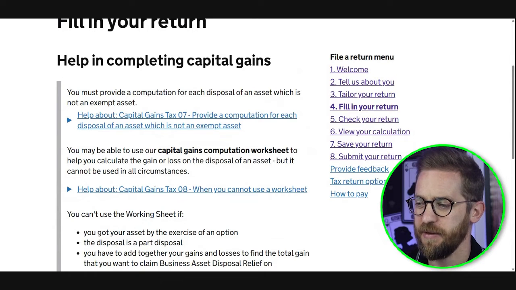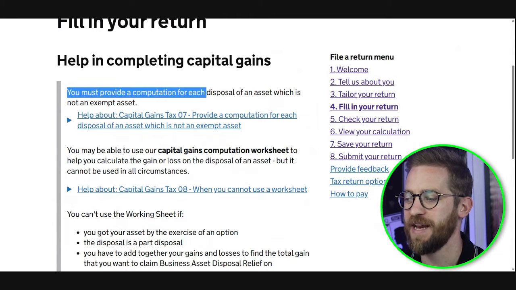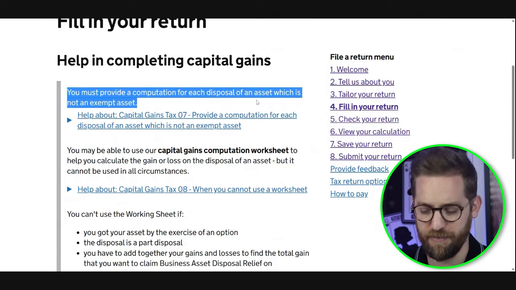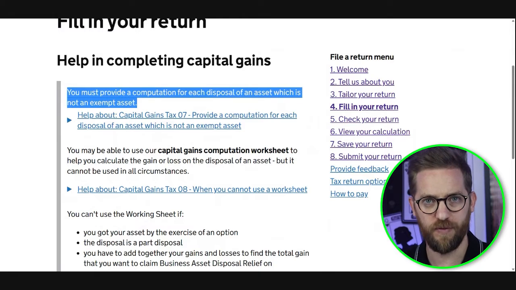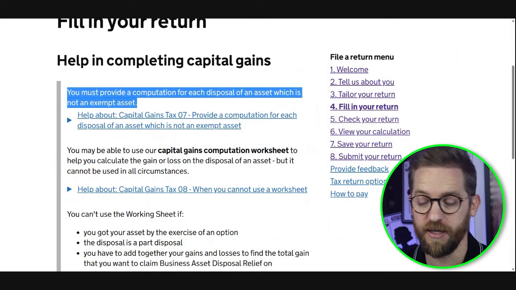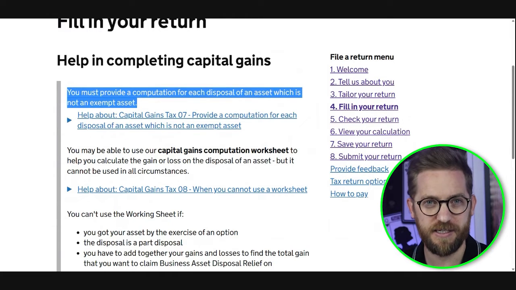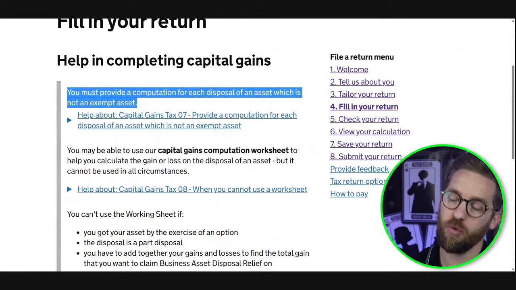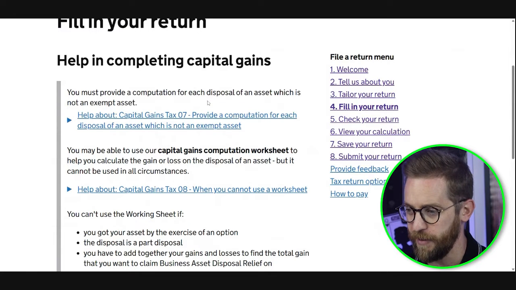So you can see here, you must provide a computation for each disposal of an asset, which is not an exempt asset. So there's lots of exempt assets. It could be your house, for example, your principal private residence, the one that you live in, is normally exempt from capital gains. Your car is normally exempt from capital gains. Any assets that you hold within an ISA, an individual savings account, are normally exempt as well. Anything else, or most other assets, are potentially chargeable assets. Okay, and that's what they're talking about here.